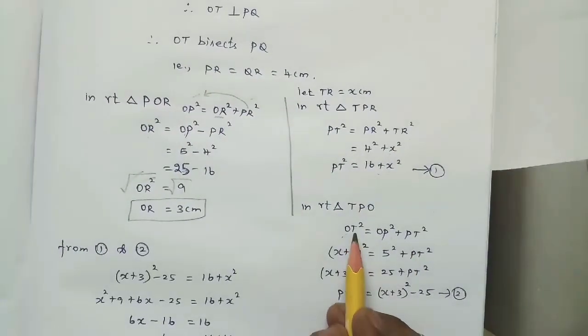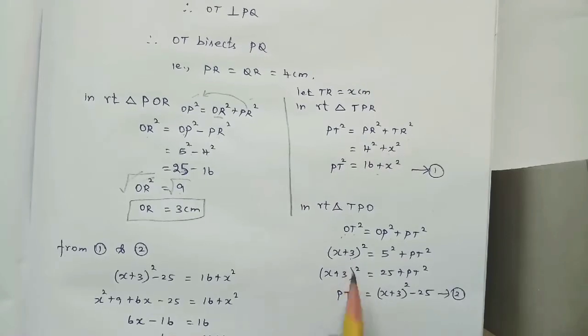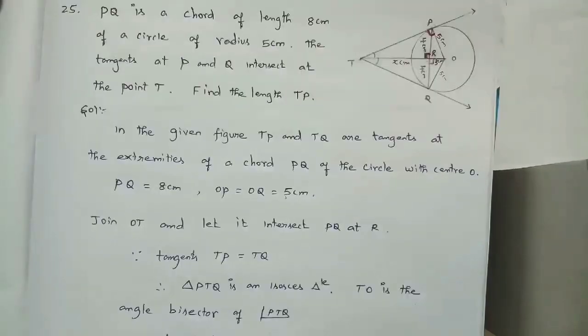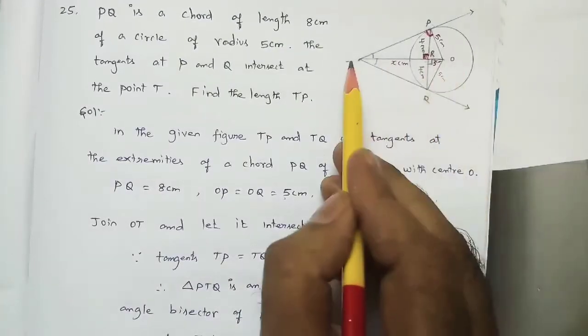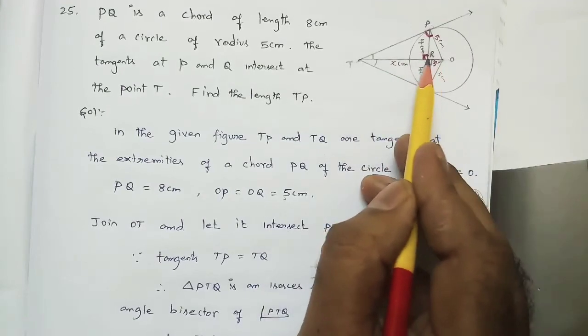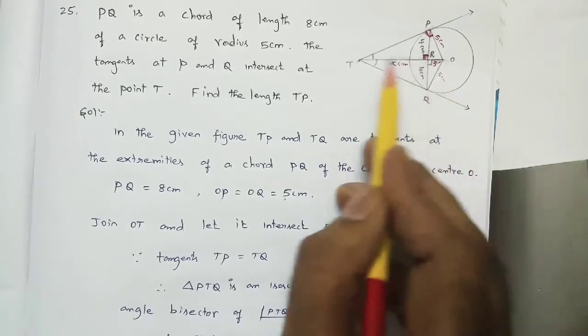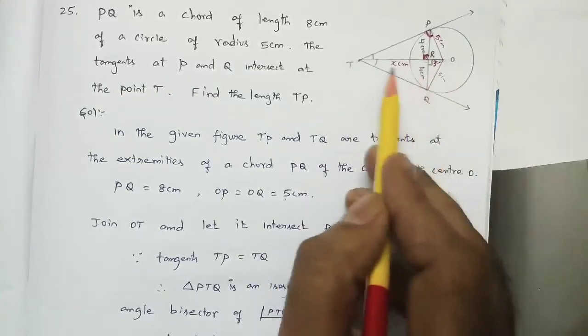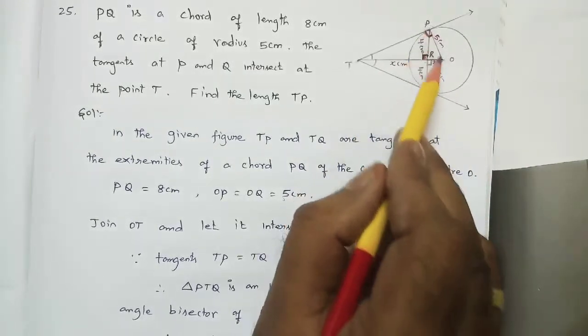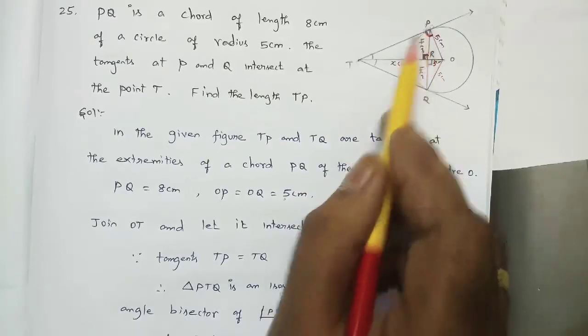What is OT? OT is nothing but X plus 3, right? Here OT is nothing but OR plus RT. OR is 3 centimeter, RT is X centimeter. So X plus 3 is OT, OT equal to X plus 3 centimeter. And OP is 5 centimeter. TP we don't know.